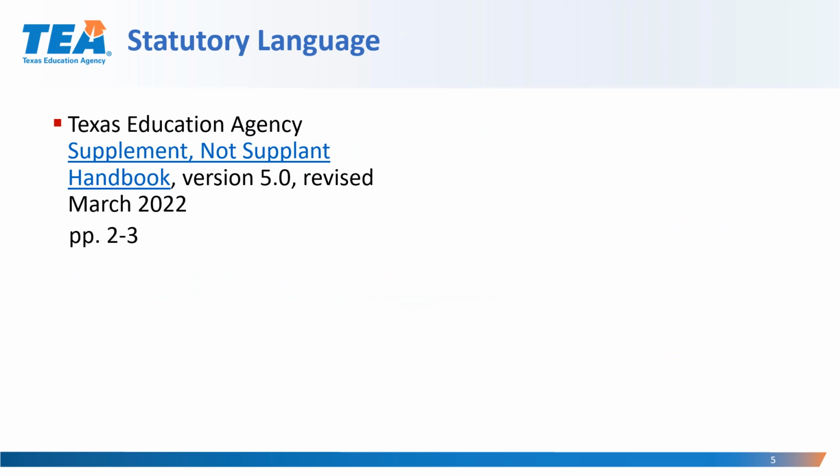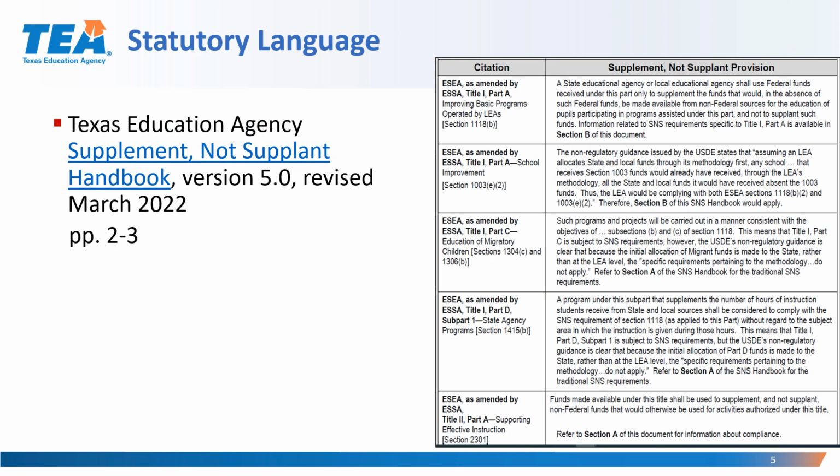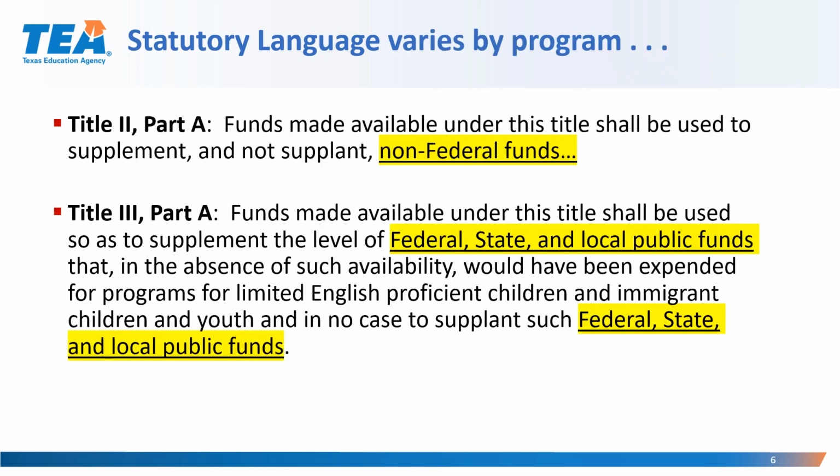The revised handbook provides a quick reference chart on pages 2 and 3 that lists the federal education programs and the corresponding statutory citation for each program's Supplement Not Supplant provision. The chart also lists the specific wording of each Supplement Not Supplant provision. It's a little different for each program, and those differences can have a big impact.